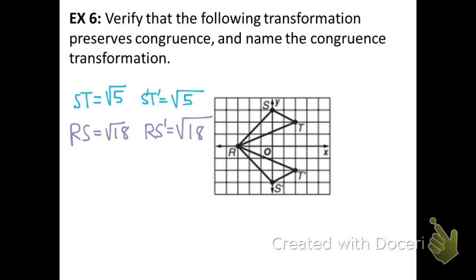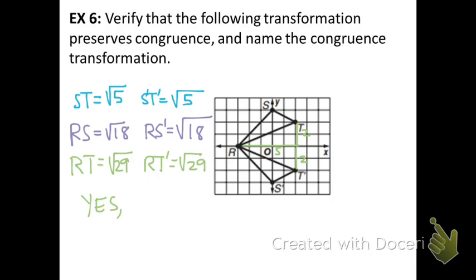The last length that we want to make sure preserves congruence is from T to R. So that's 2. The bottom one is 5. So RT is 2 squared, which is 4, plus 5 squared, which is 25, and 25 plus 4 is 29. And then I'll look from R to T prime. That also is 5 and 2, so we get the square root of 29. And here we've shown that all three sides are congruent, so it does preserve. I'm going to say yes, it preserves the congruence.